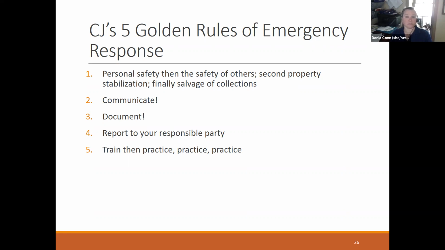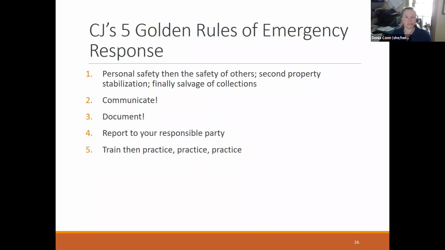Communicate, communicate, communicate. Can't say it enough. Talk to each other, but then also follow the incident command structure for the flow of information. Make sure you've got your obituary written ahead of time, and make sure that everything is done correctly.